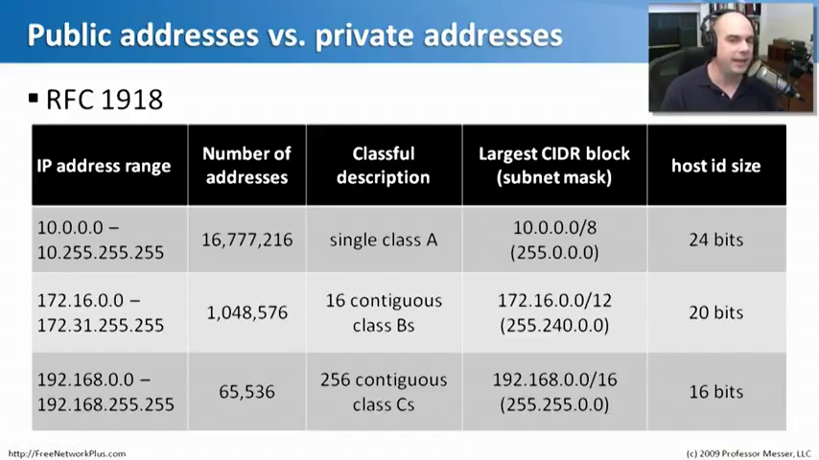This means I can take any set of these IP addresses and use them on my internal network, and I don't have to worry that I'm conflicting with anybody else in the world. The problem is, though, if I need to talk on the internet, I need to do something that allows me to communicate out there even though I'm using these private addresses. And we're going to talk about network address translation that gets us around that.